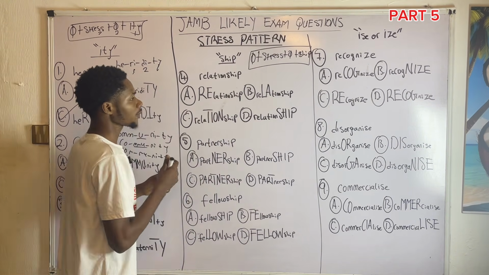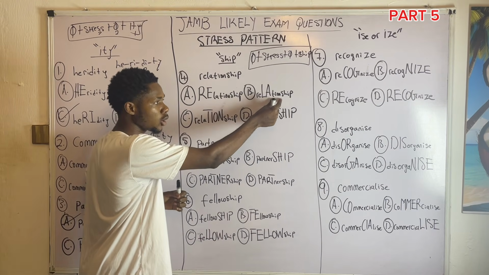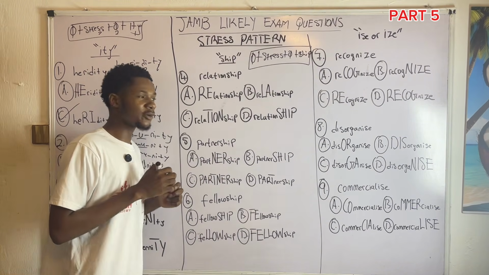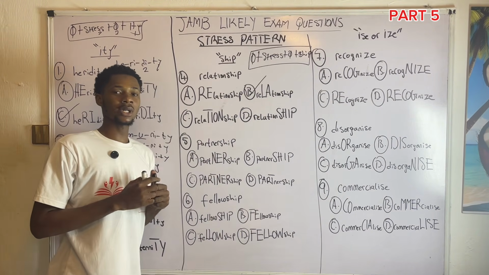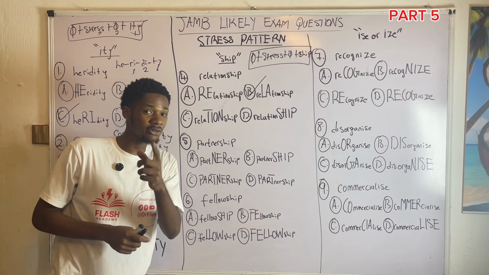Which of the options? Now check this one. In option B, SHIP is the first syllable from the last, TION is the second syllable from the last, and then we have LA. That's the third syllable from the last. So obviously option B is the right answer to this particular question. JAMB is going to ask you. Beware. JAMB will ask you about your relationship.